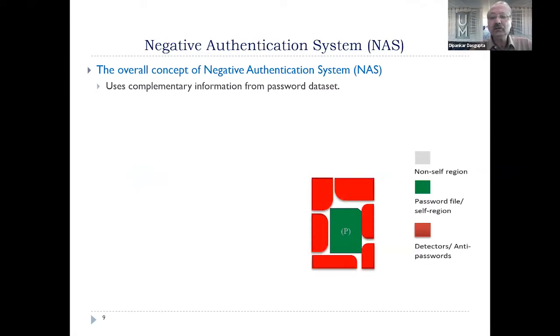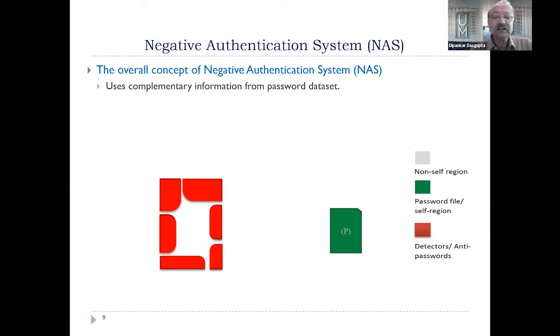So we have the password profiles, and we represent them in a representative space. It's assumed that the profile is the green part, and the rest of the space is red. Then what we do is keep these non-password areas in the front layer. That's why we call it negative authentication. The concept is who you are not. So this is who you are, and this part is who you are not.